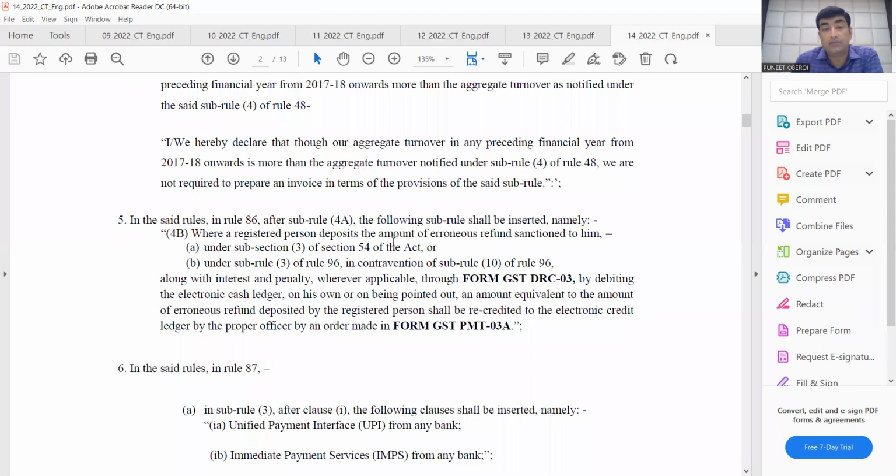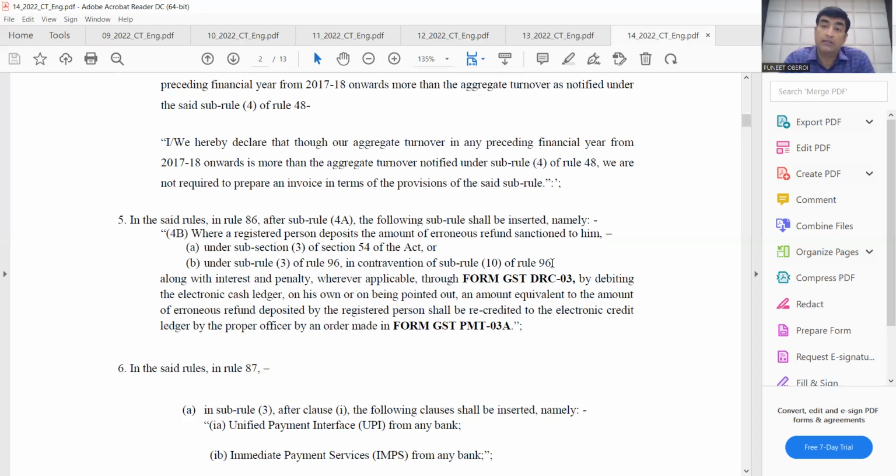with this person deposits the amount of earnest refund sanctioned to him. Now, in this case, what is happening is there is another Rule 4B, which has been inserted after Rule 4A, which basically says that if a registered person has deposited certain earnest refund which was sanctioned to him, so he deposits it through DRC 03. In that case, what was happening was that there was a dead end. He has deposited the interest, he has deposited the penalty, but since he had got the refund, ultimately it was withdrawn from the electronic credit ledger.